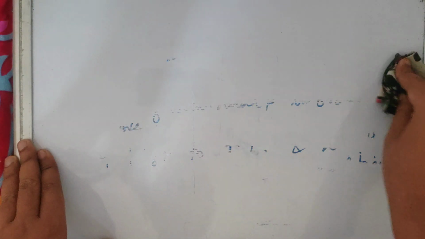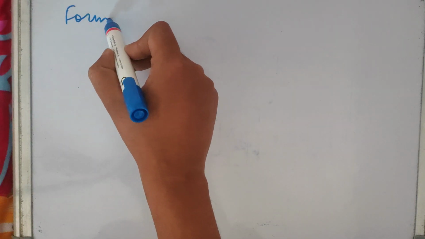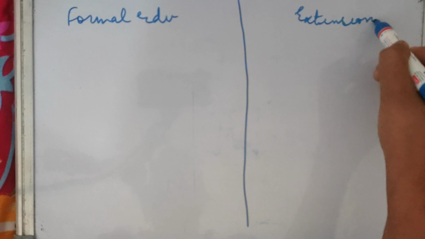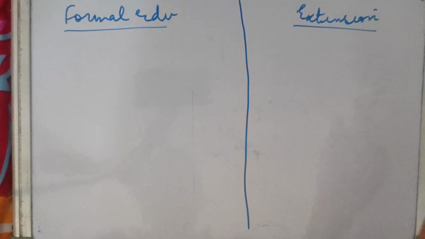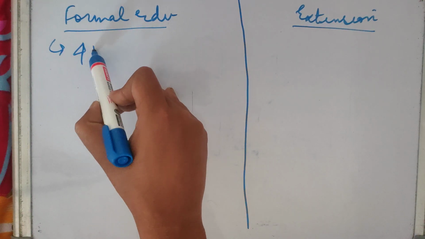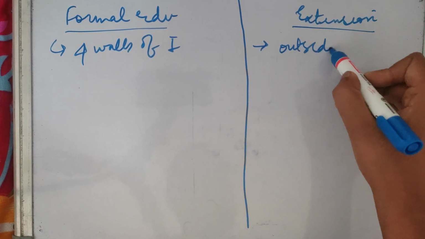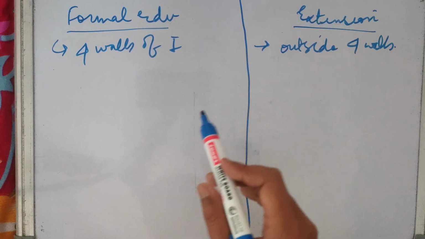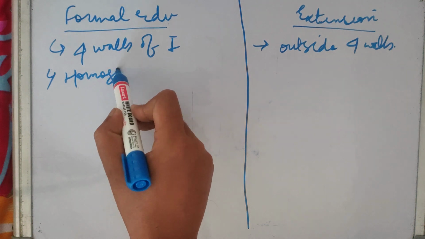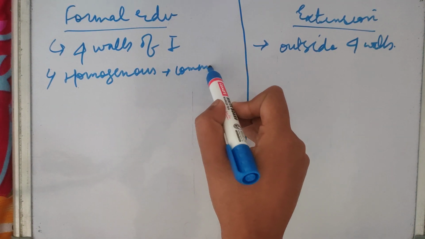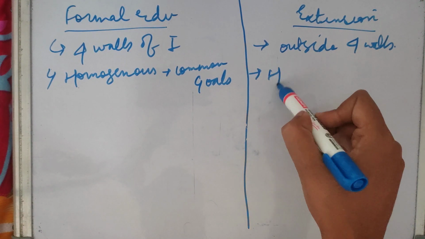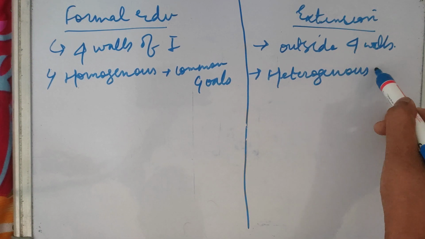Now moving on, how is formal education different from extension? How are both different? In formal education, teaching is largely confined within four walls of institutions, and in extension it is outside four walls. Here learners are homogeneous with common goals, but in extension the learners are heterogeneous with diverse goals.